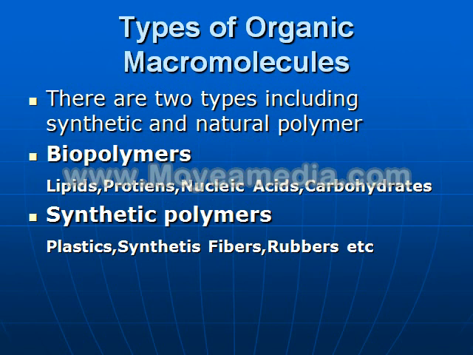Types of organic molecules. There are two types, including synthetic and natural polymers. Biopolymers are natural polymers which include lipids, protein, nucleic acid, and carbohydrates, etc. Synthetic polymer is the second type of organic macromolecules. These include plastic, synthetic fibers, rubber, etc.